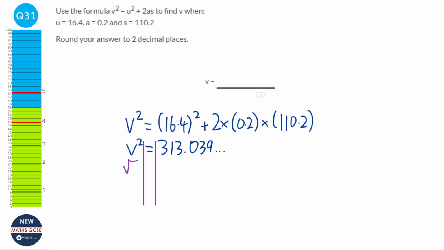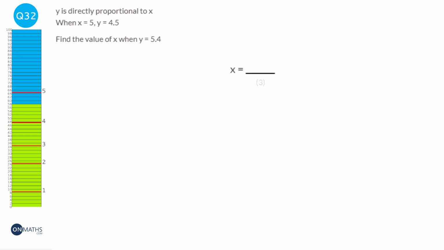And what we're going to do is we're just going to quickly solve this by square rooting both sides, because it's v squared equals and we just want v equals. So v equals, and we're just going to square root that on the calculator, 17.692 and so on. It says it wants it to 2 decimal places, so that's just going to be 17.69.